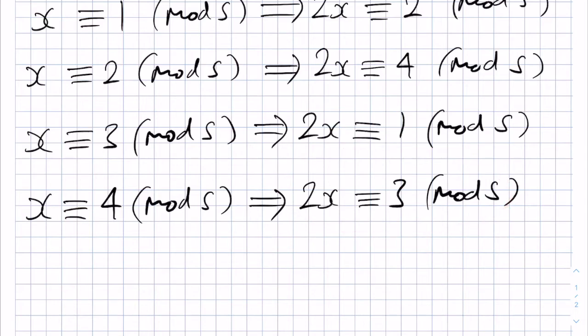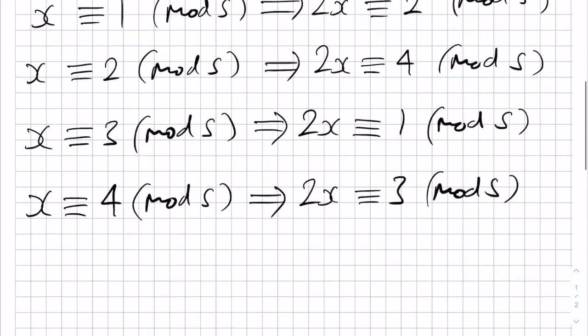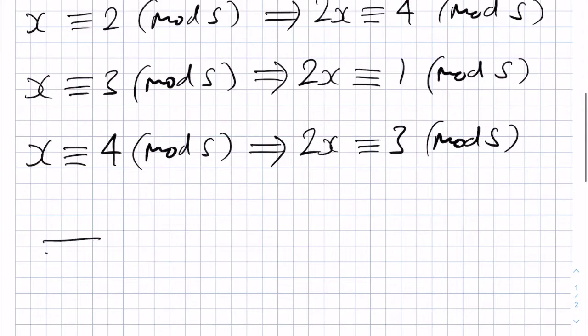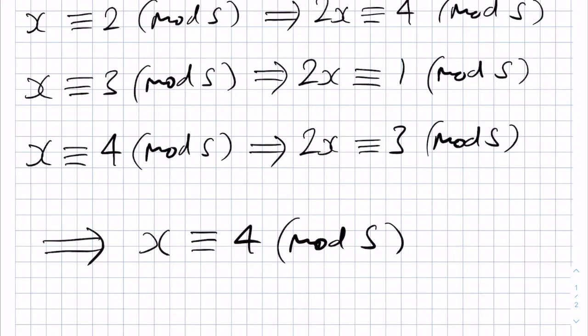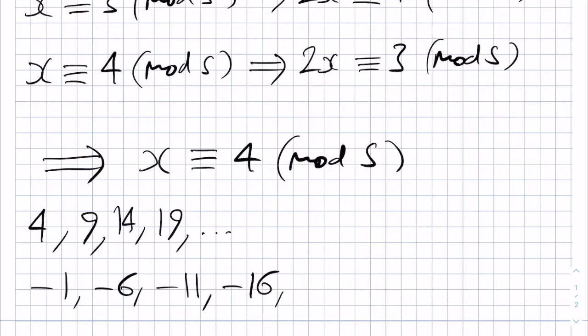This is the equation that we had above, and therefore the value of x mod 5 must be 4, i.e. the solution is x is congruent to 4 mod 5. You should think of these as a collection of possible solutions, i.e. all of the numbers that have a remainder of 4 when divided by 5. So 4, 9, 14, 19, and so on, but also in the opposite direction, -1, -6, -11, -16, and so on.